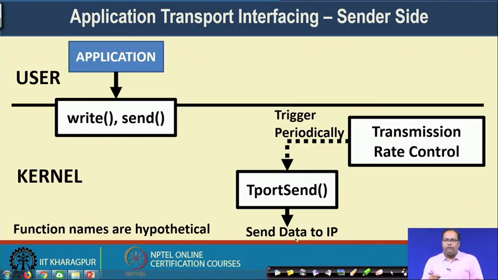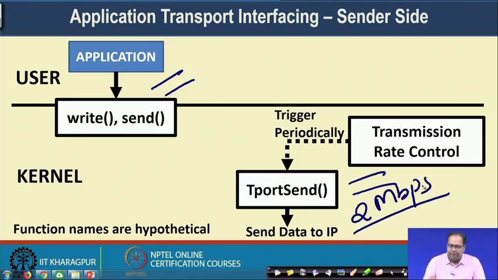Now, you can think of that this rate and this rate are asynchronous. So, here the application can generate data at a higher rate compared to the rate at which the transport layer can send the data to the other end. So, this transmission rate control may find out that the optimal rate is something equal to 2 Mbps, whereas the application generates data at a rate of 10 Mbps.